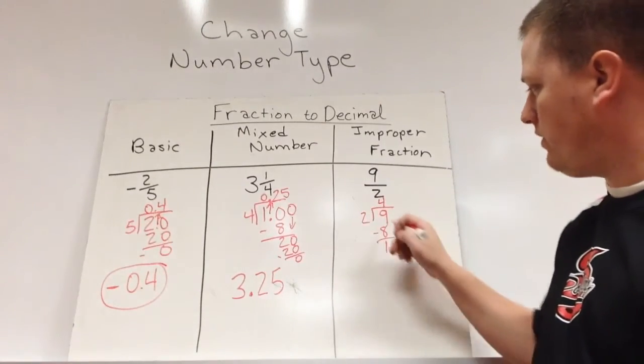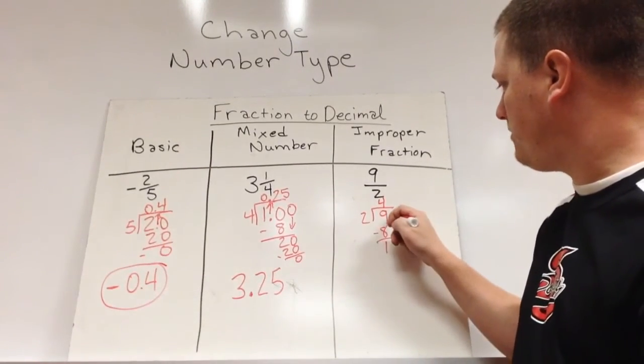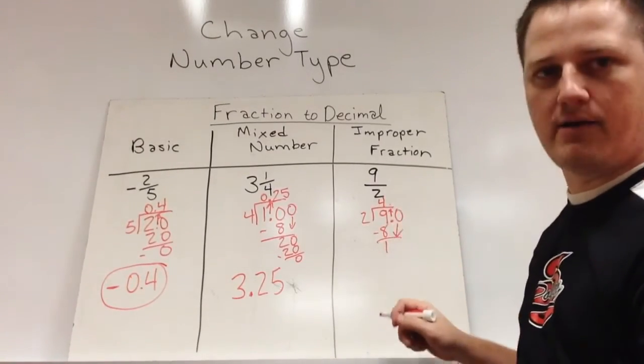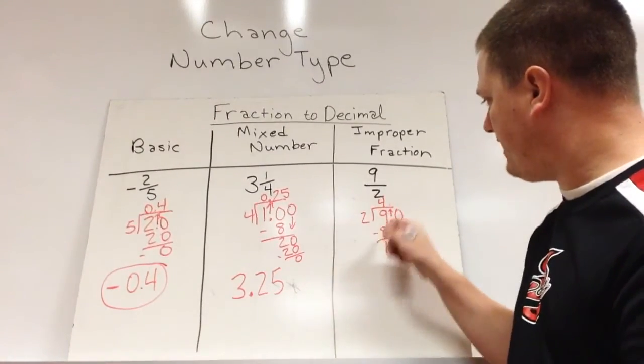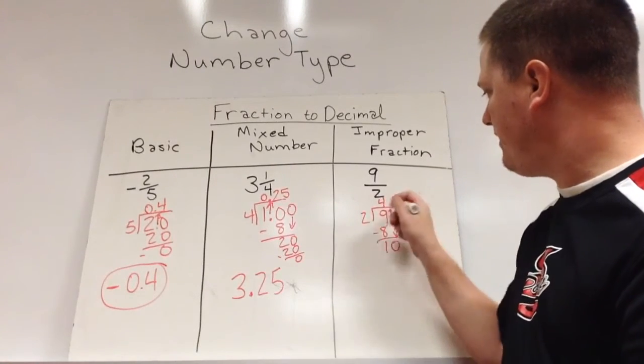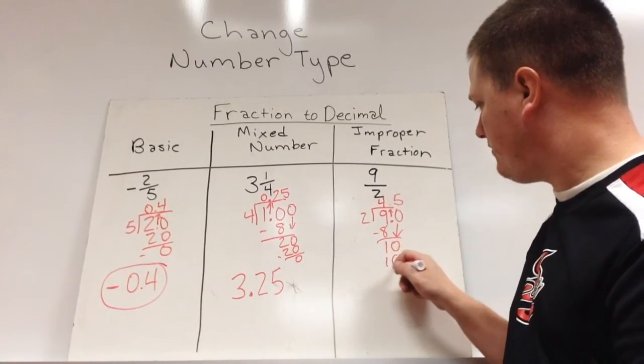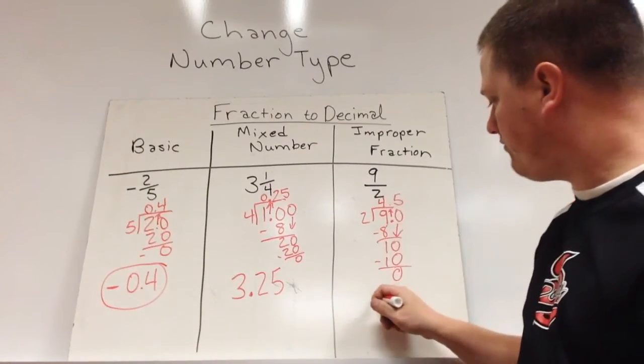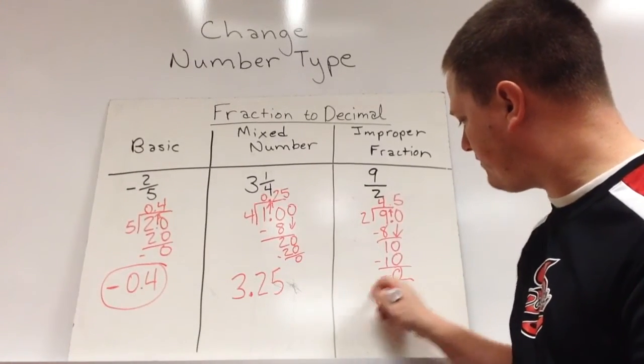2 doesn't divide into 1, so we're going to need to bring a decimal point and put it at the top. Bring in a 0, carry it down. 2 divides into 10 5 times. 5 times 2 is 10. We're left with nothing and no more digits, so 4.5 is our answer here.